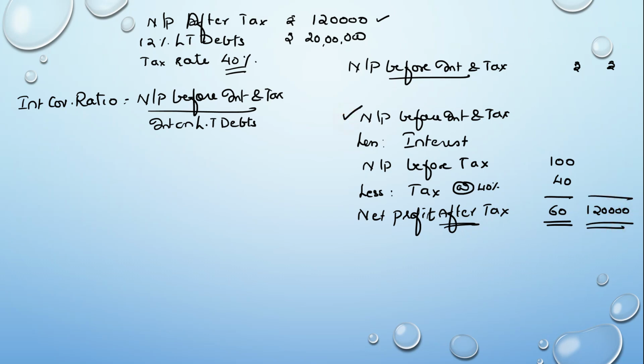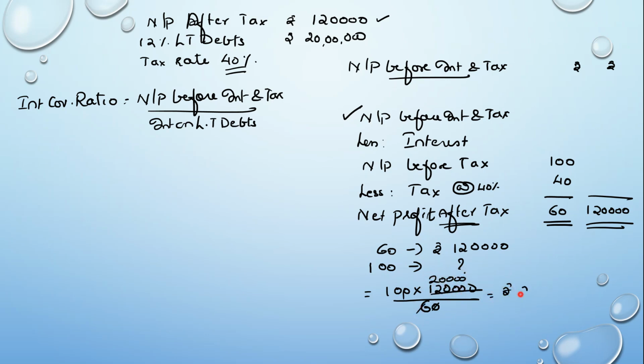But what do we need? We need to arrive at this. So how do we calculate? We will slowly go back to arrive at the net profit before interest and tax. First, what we will do is we will equate this. We know the 60 number is represented by 1,20,000. What do we need? The net profit before tax, that is 100. So what is 100 equal to? 100 into 1,20,000, there's cross multiplication, divided by 60. So when we do this, you get rupees 2 lakh.